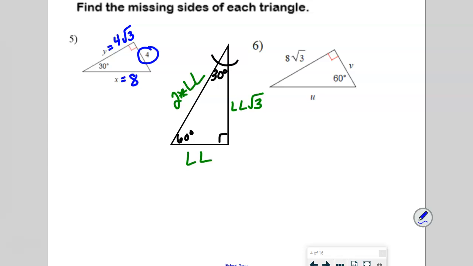So when I look at my next question, the clue they gave me this time was this medium leg, and it said, oh, the medium leg is 8 square roots of 3. So remember, the medium leg is little leg times square root of 3. Well, that means the little leg must be an 8. And then once you know that's an 8, then you know the hypotenuse is double that, which is a 16.